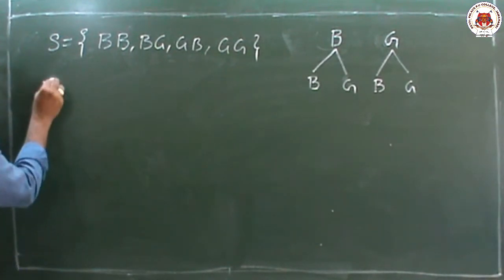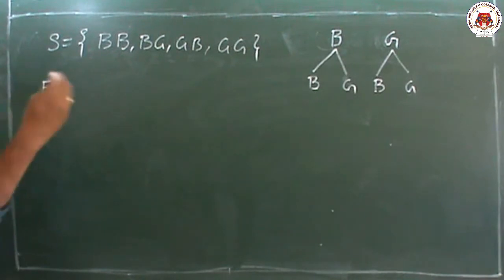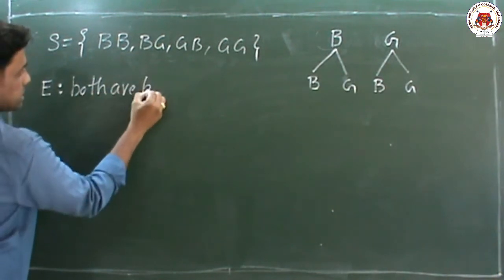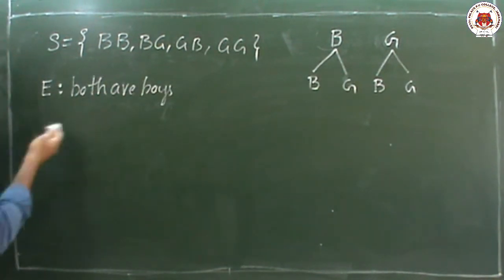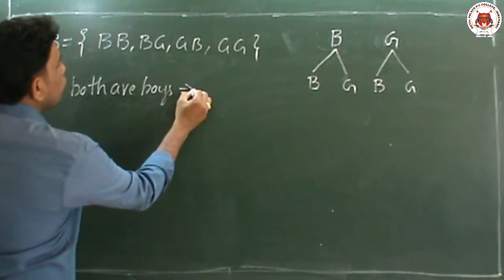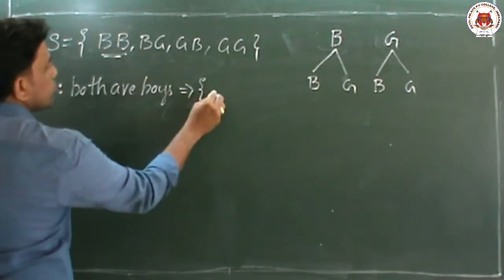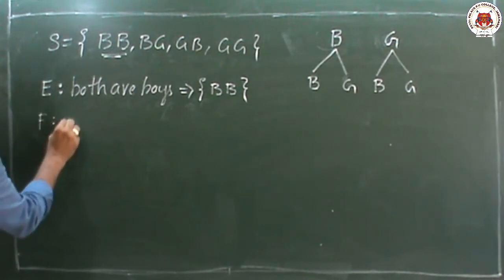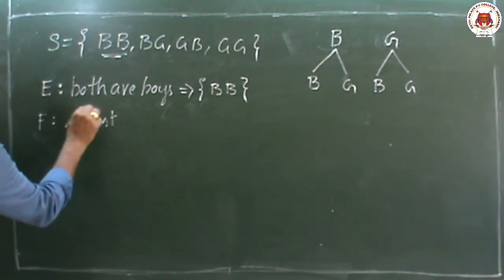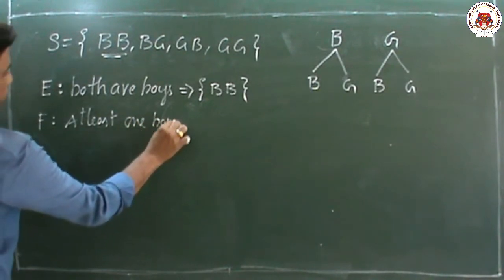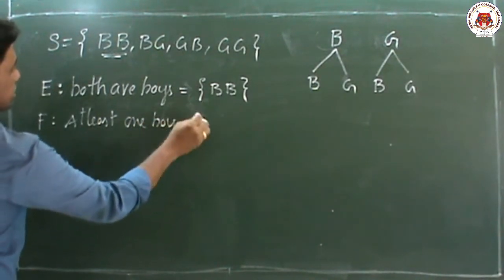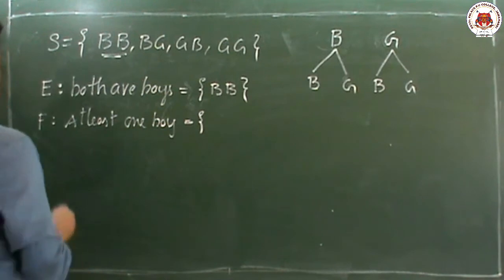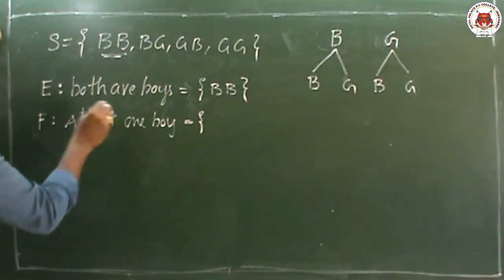Now, event E. What is E? E means what we have to find. I have written: both are boys. This is the event E. He said both are boys, so that is only this one chance, where both the first and second children are boys. Now come to the point F. F is: at least one boy. How do we identify F? F is nothing but whatever event is given; that one is called F. So here F is at least one boy.